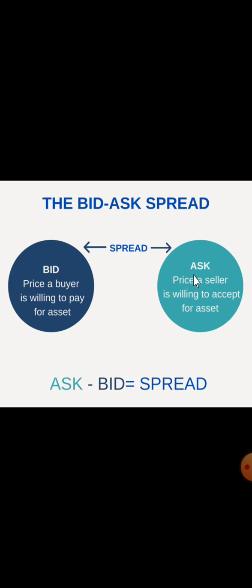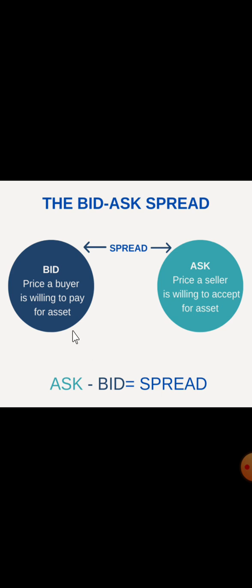Now let's look at ask price. Ask price is the price a seller is willing to accept for an asset. So when you subtract bid price from ask price, you're going to get the spread. Let's look at an example.